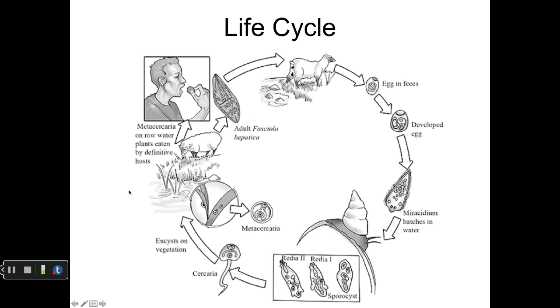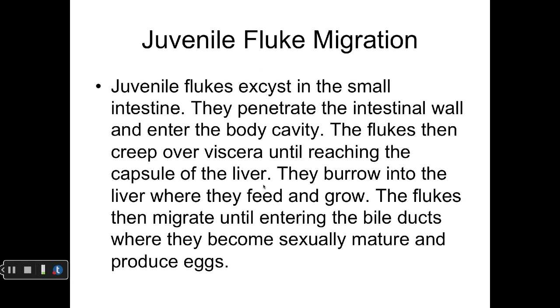Humans come into play here when they accidentally ingest the metacercaria when they eat aquatic vegetation. One of the most common culprits in the human life cycle aspect is the ingestion of watercress that contains metacercaria.